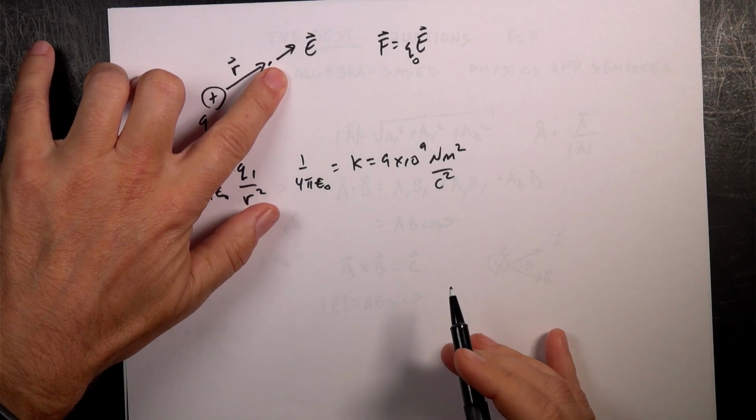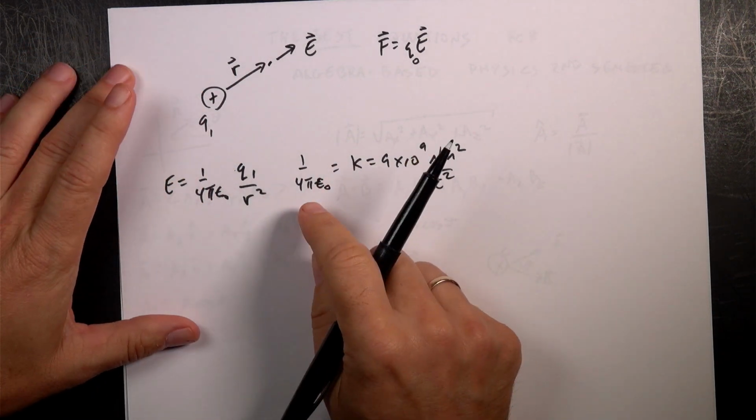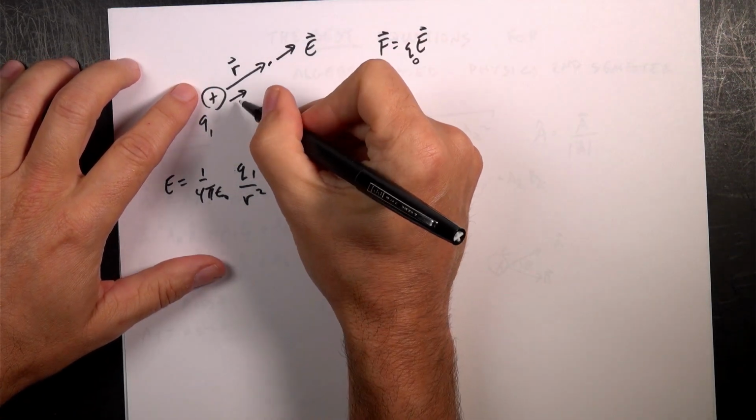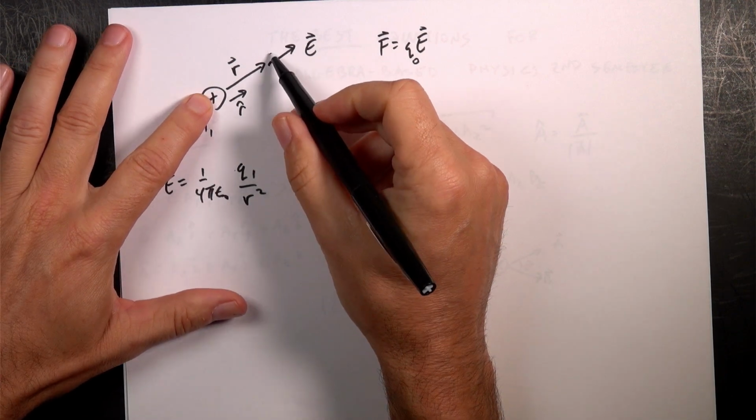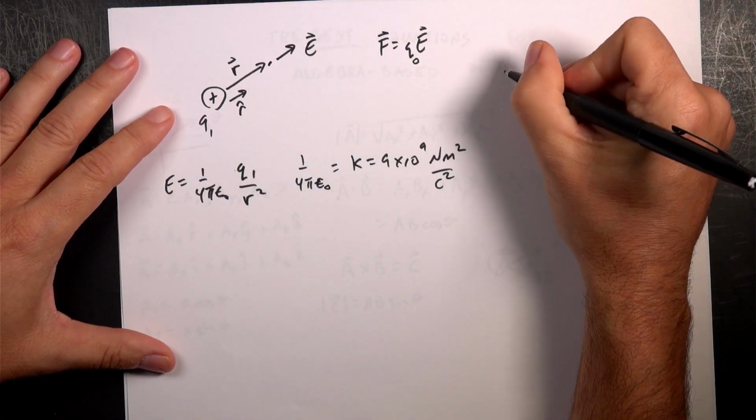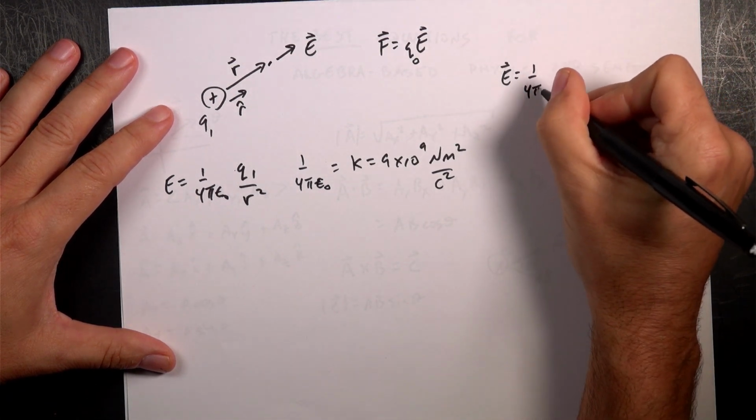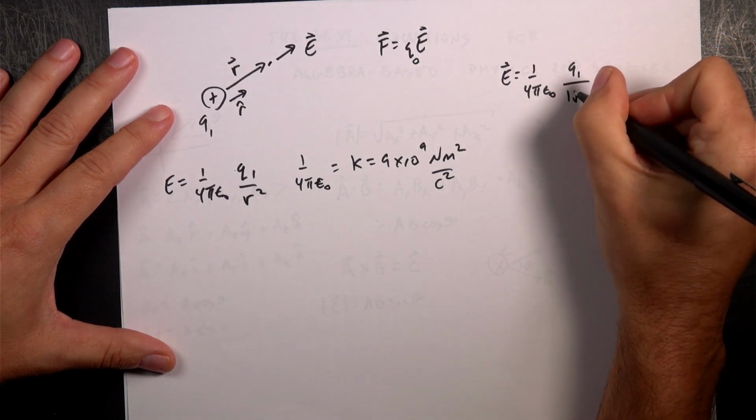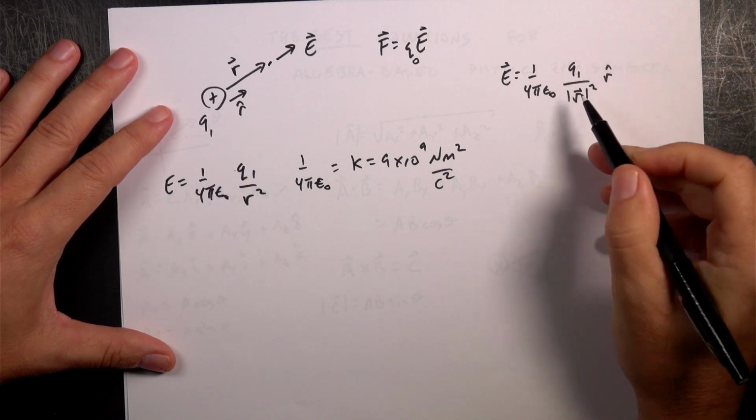If you want to find this as a vector, you have to do things a little bit differently. In that case, I need the vector r and the unit vector r hat, which is the vector from the charge to where you want to find the electric field. So a better way is this: E is 1 over 4 pi epsilon naught Q1 over the magnitude of r squared times r hat. That will give you a vector.